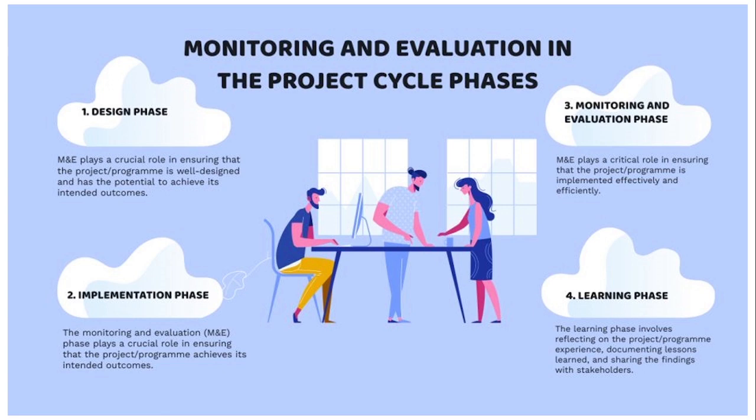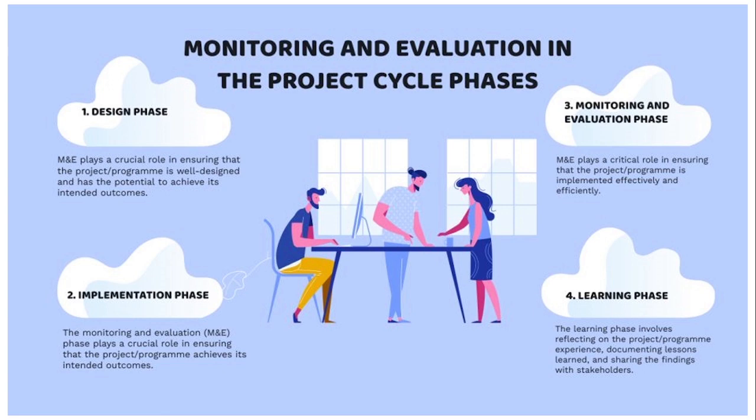So just to summarize, in the design phase, M&E is responsible for defining goals and objectives and targets, identifying resources, developing work plans, defining the roles and responsibilities, and conducting a needs assessment. Then 2, we have the implementation phase. What is the role of M&E, or monitoring and evaluation, in the implementation phase? Monitoring and evaluation in the implementation phase plays a very crucial role in ensuring that the project achieves its intended outcomes.